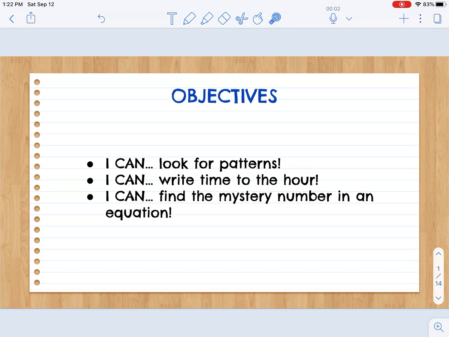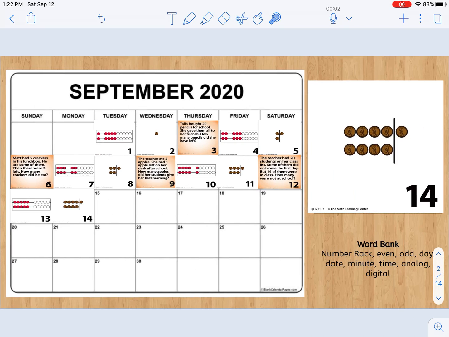Since it is a Monday, we have a lot of updating to do today. With all of the updates, we are going to be working on a few objectives. We are going to be looking for patterns, writing time to the hour, and finding the mystery number in an equation. Here's our calendar grid for the month of September.